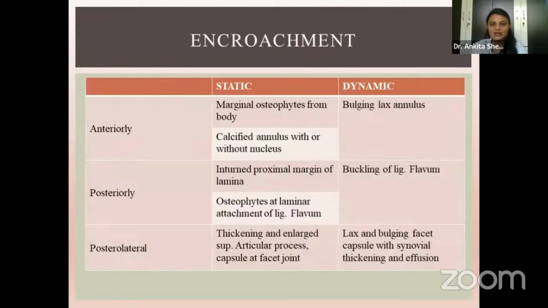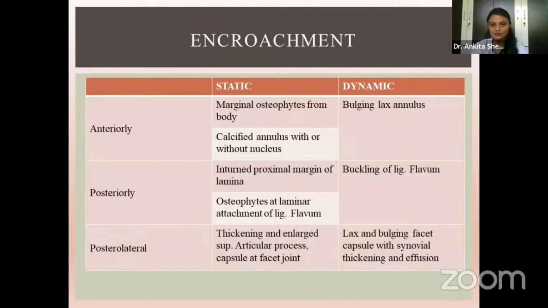Moving forward, the encroachments are divided into two types: static encroachment and dynamic encroachment. When we talk about static encroachment, they are the ones we cannot work on. Dynamic encroachments are those where we can still have at least 25 to 50% of recovery. Static encroachments anteriorly are marginal osteophytes from the body, calcified annulus with or without nucleus. Anteriorly, the dynamic encroachment can be due to a bulging or lax annulus.